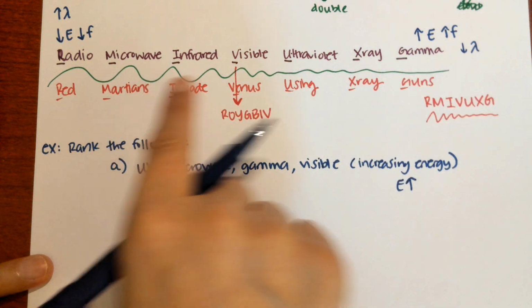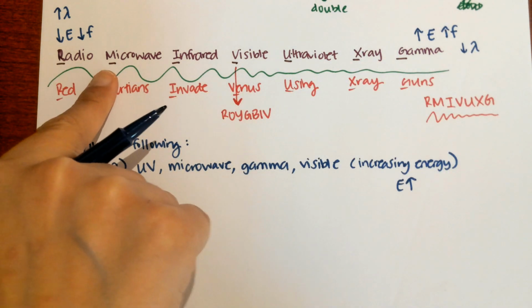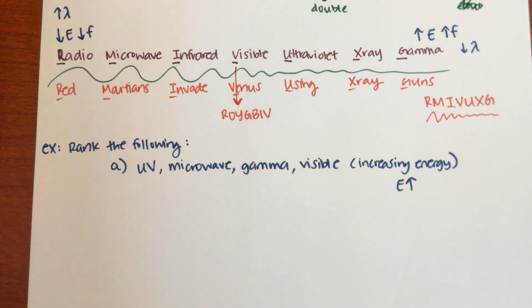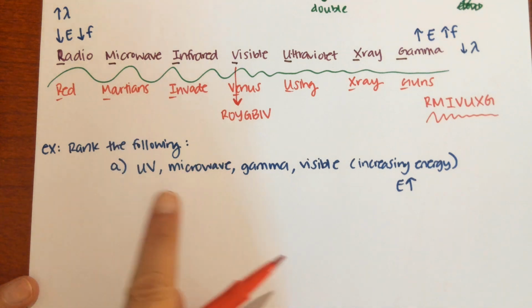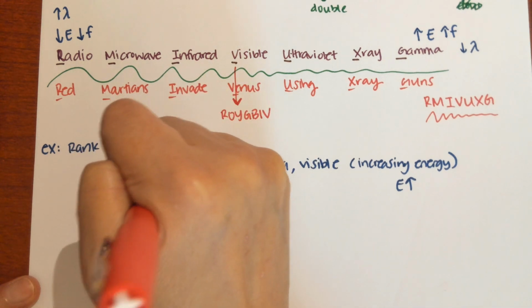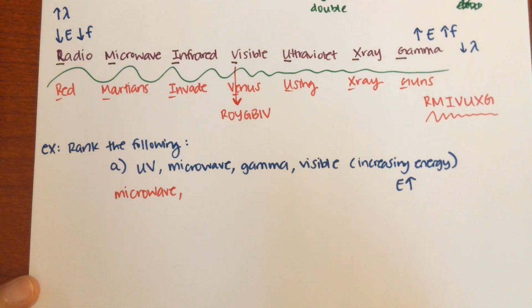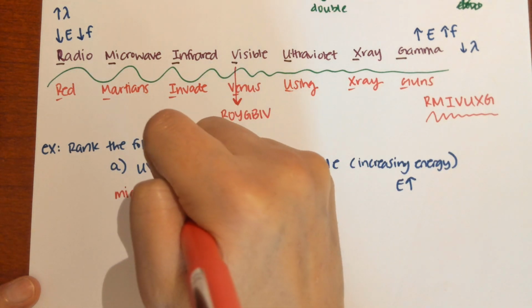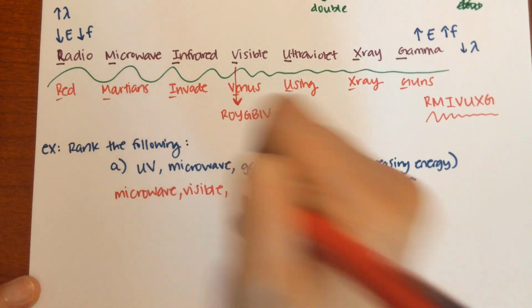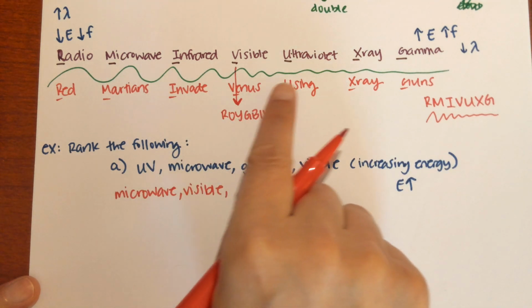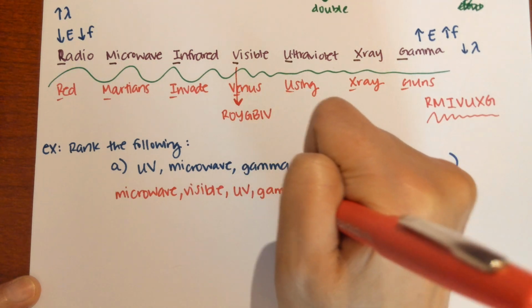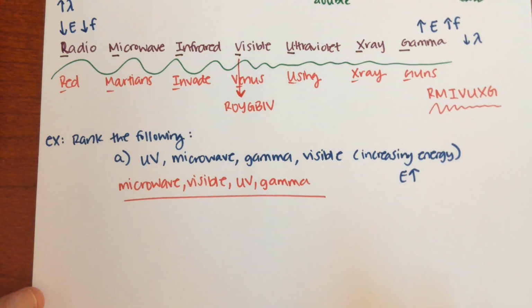So based on the spectrum here, E goes up this way, so I'm going to go from left to right. Based on what I'm given in this question, the most left that I see is microwave. So microwave goes first, the lowest energy. Then what's next in the spectrum is visible, and then I hit ultraviolet, UV. And then the highest energy is gamma. So this is the correct way of ranking the EMR spectrum based on energy.